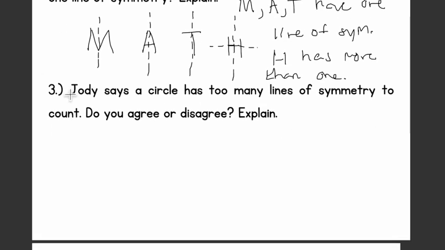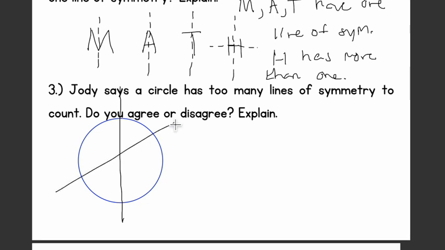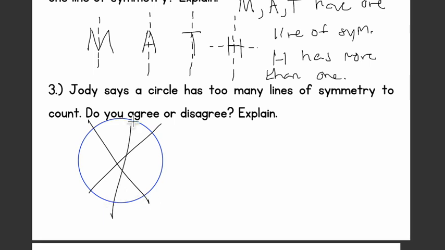So the last question. Number 3. Jody says a circle has too many lines of symmetry to count. Do you agree or disagree? Explain. Let's try drawing a circle to find out. So if we try to draw a line of symmetry down the middle, it looks like it works. If we try to find another one, it looks like it also works. So no matter how you divide it, as long as it hits the middle, it will be a line of symmetry. So you could do it here, here, here, here, here. Basically anywhere that hits the middle.